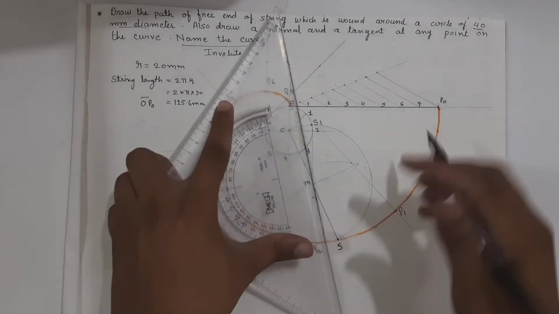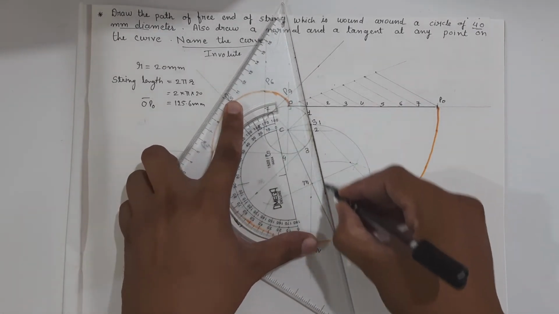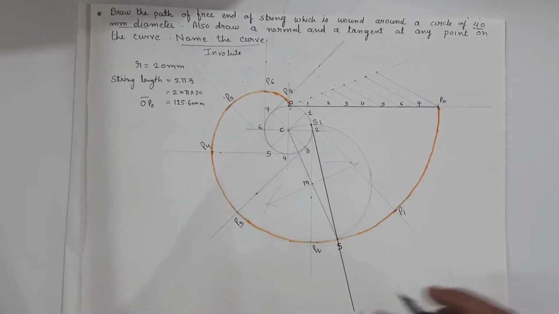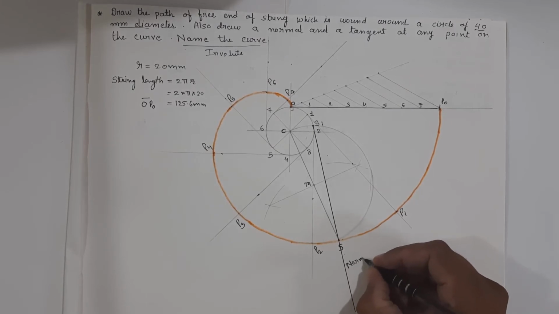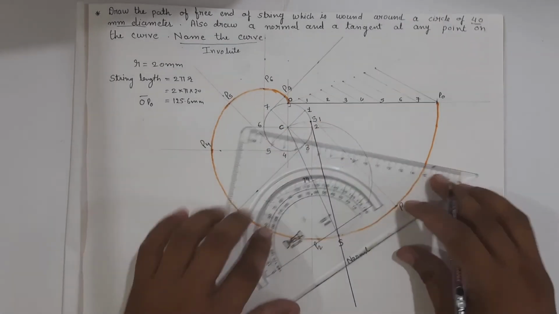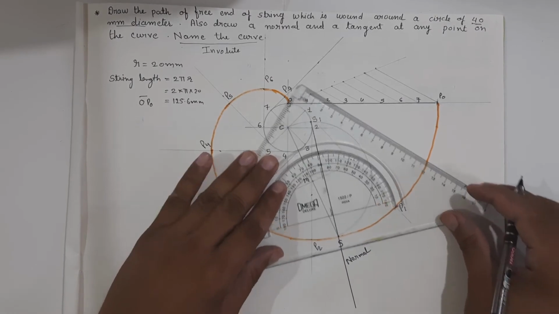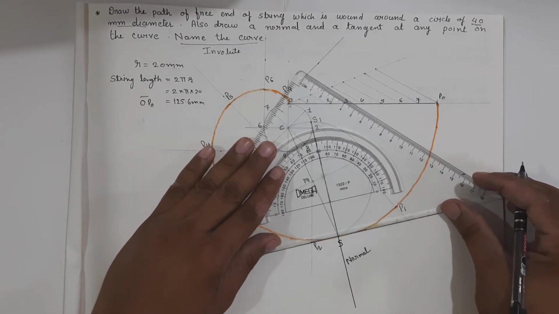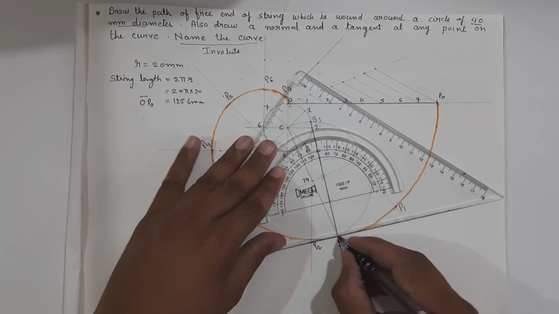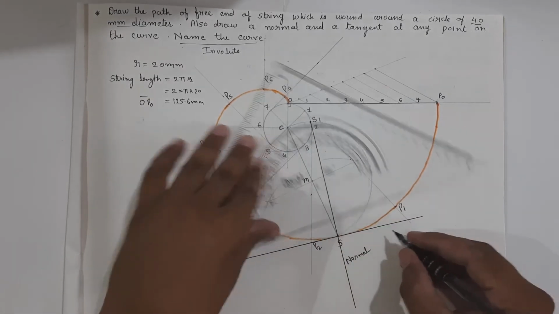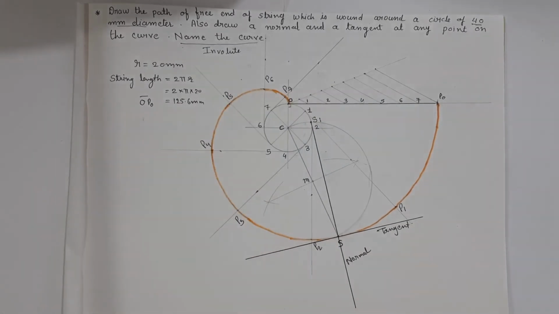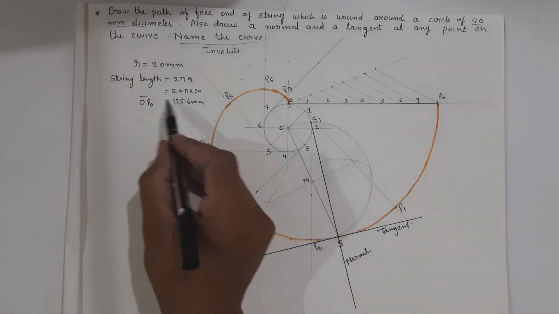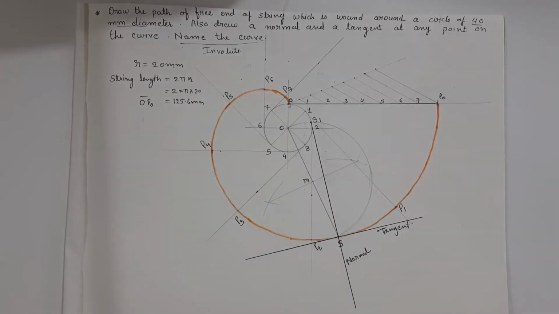Now joining S1 to S gives us the normal to the curve, and a line perpendicular to the normal from point S will be the tangent to the curve. So this is the involute of the circle, in which we have taken the string length equal to 2 pi r.